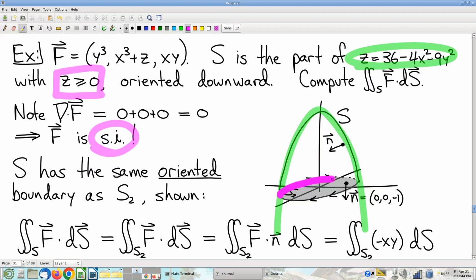So I cut it here at the xy plane, as it were. My actual surface is just the part that's above there. So it's not the entire paraboloid. It's just that remaining green portion of the paraboloid right there. Everybody with me so far?